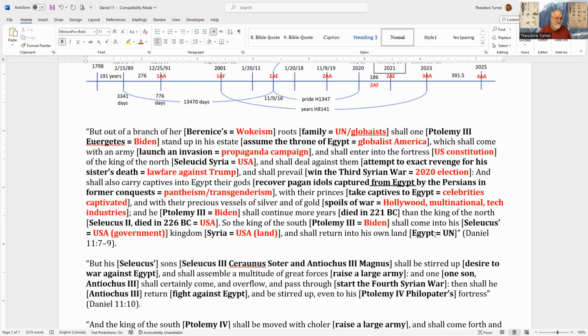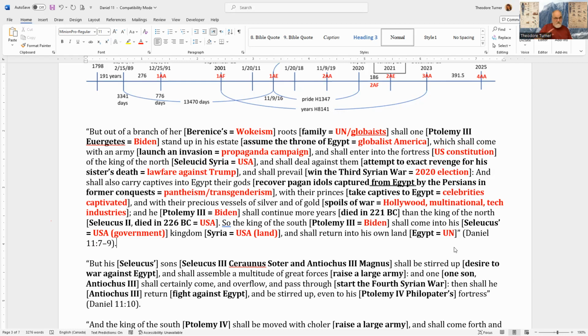Now, how does Biden return into his own land? Egypt, which is the UN. Maybe that's a nursing home. But you can kind of see how this fits. Though there may be ways in which we're defining these things that are too narrow, or in some ways too broad. But in this application, we've applied this to this history. So this definitely fits.